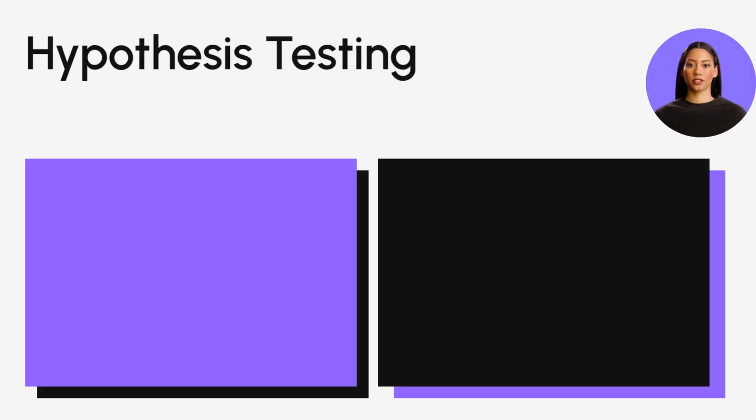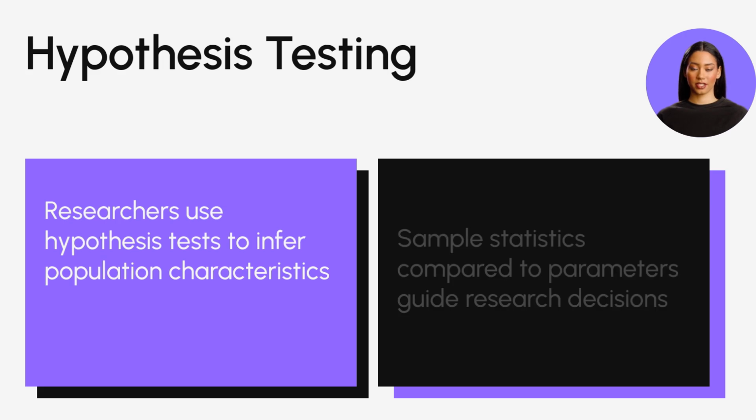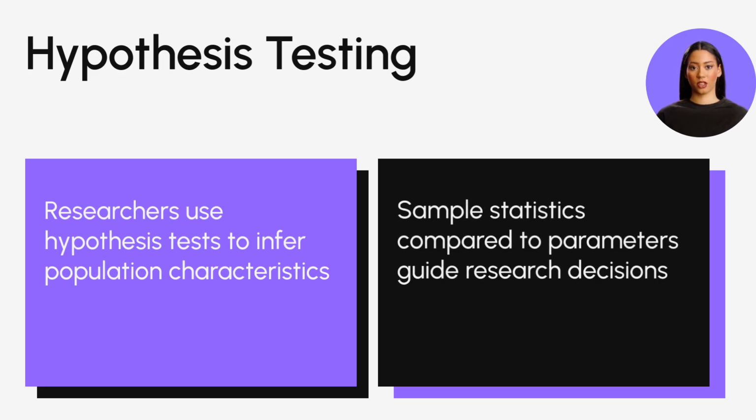Hypothesis tests enable researchers to draw meaningful inferences about populations. By comparing sample statistics to population parameters, conclusions are made about broader applicability. This process is essential for understanding how findings relate to larger groups. Let's explore how this guides research decisions.